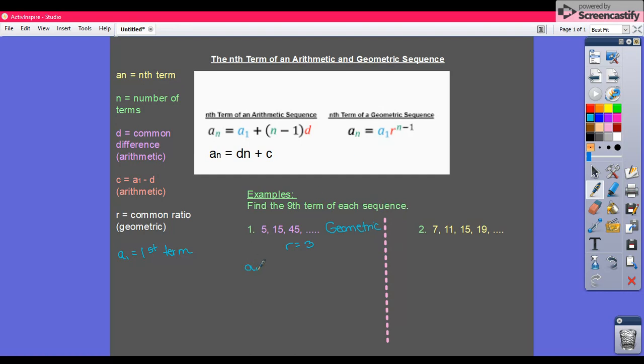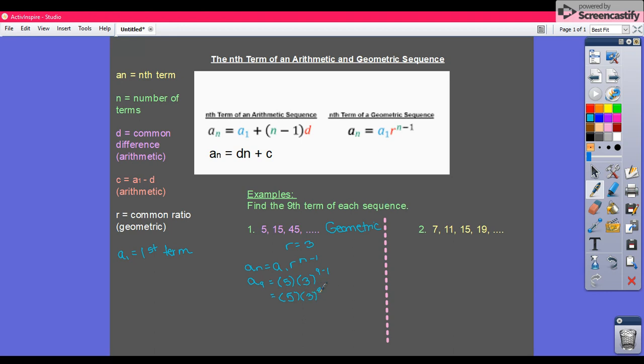So using the formula a sub n equals a sub 1 times r to the n minus 1, the example in the directions asks for the ninth term. So that means I'm going to replace n with 9. So a sub 9, the ninth term, equals a sub 1, which is the first term of my sequence, 5, times the ratio, which is 3, to the n minus 1 power. So n, again, we're going up to the ninth term, so 9 minus 1. And then from here, you have 5 times 3 to the 8th power.